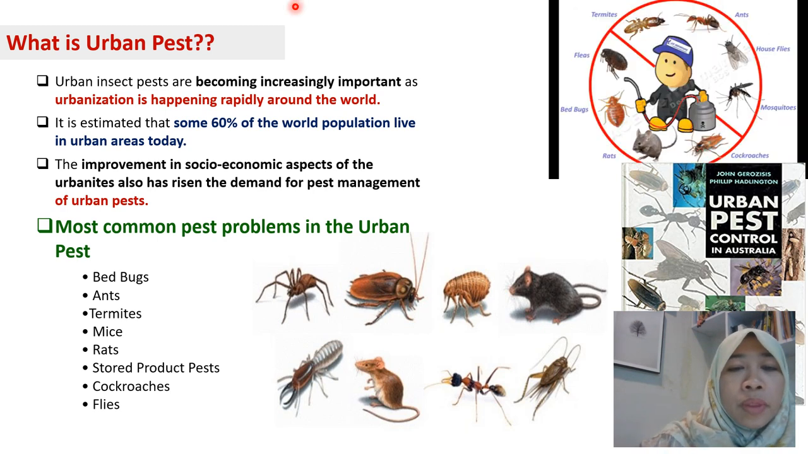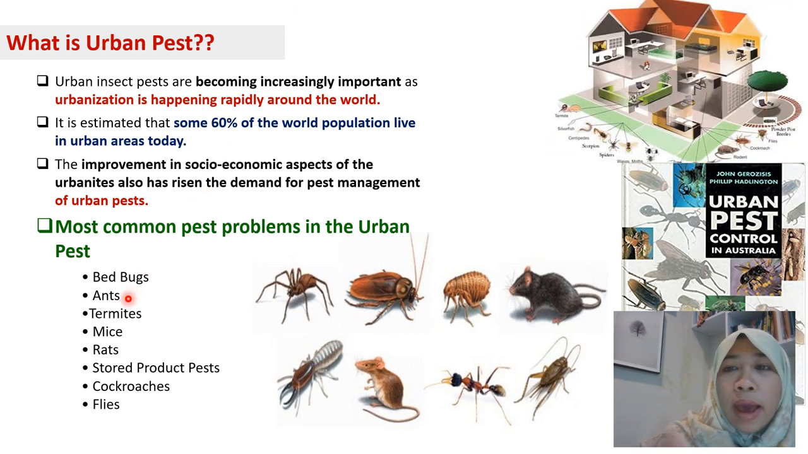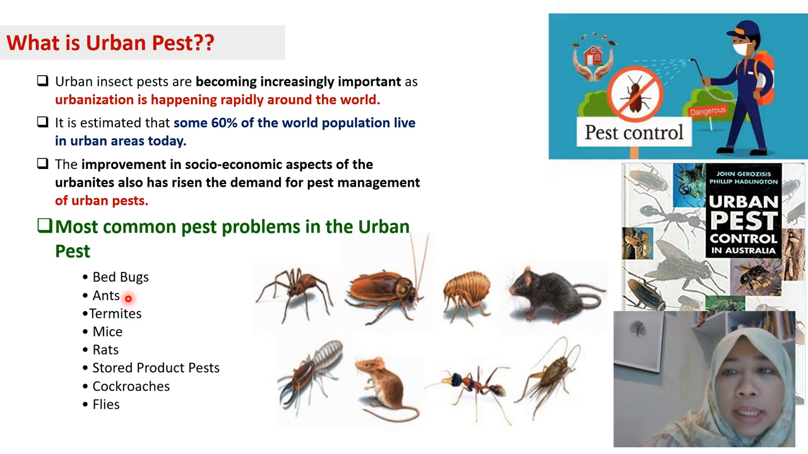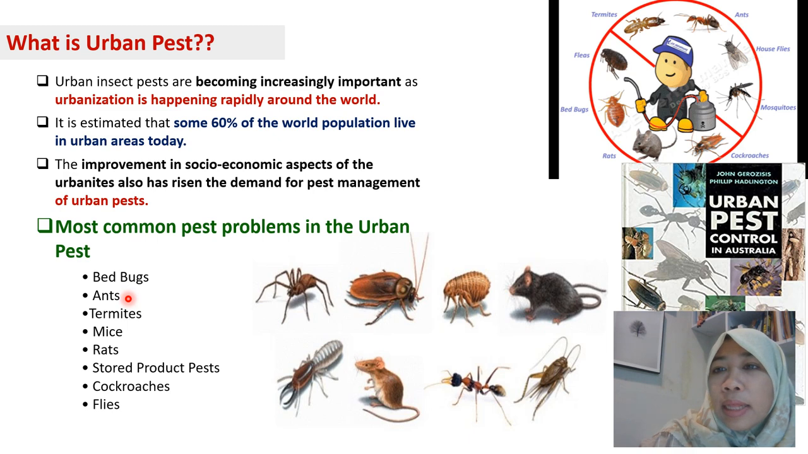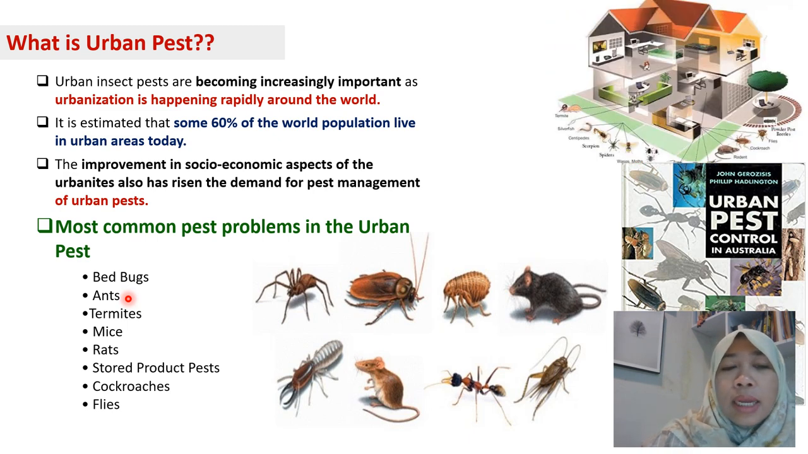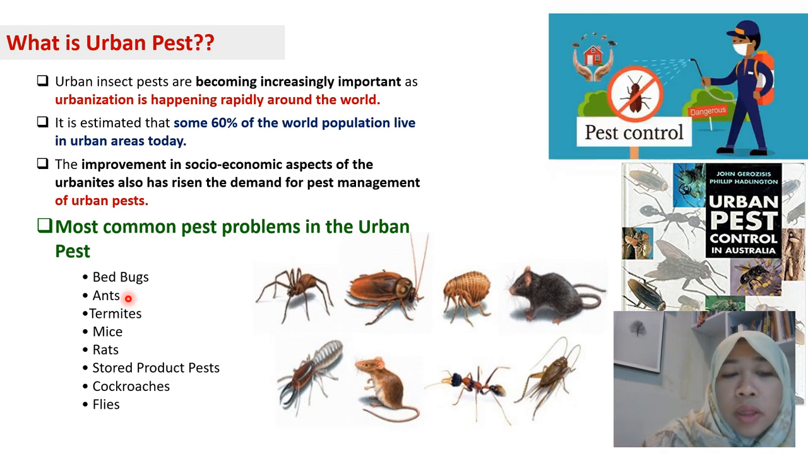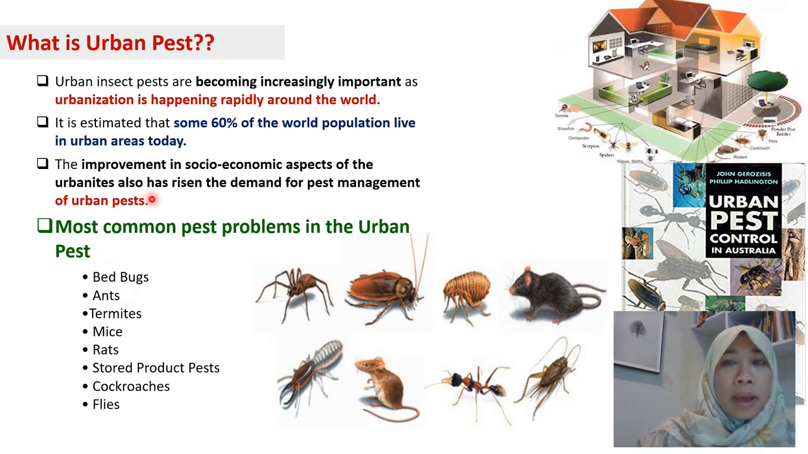For example, you had a problem with ants, you ever had a problem with termites, with rat and mice, store product pests. It means a pest that attacks your stored products. For example, a pest that attacks your rice in the home, atau kutu beras ya. Store product pest means hama gudang. Or you ever had a problem with cockroaches, with flies? Yeah, that is several pests.